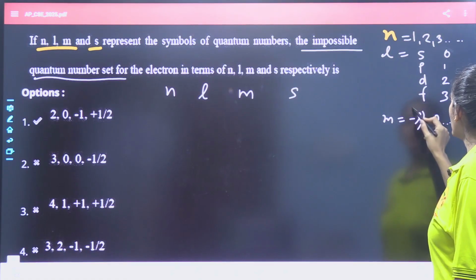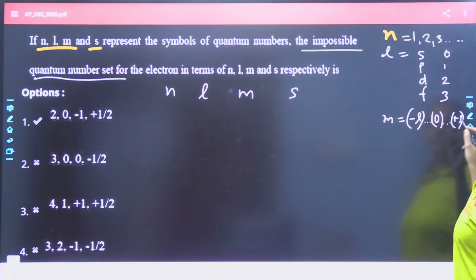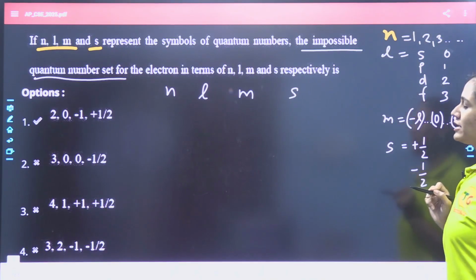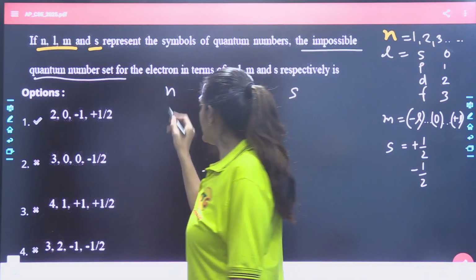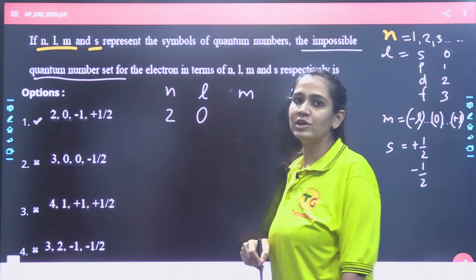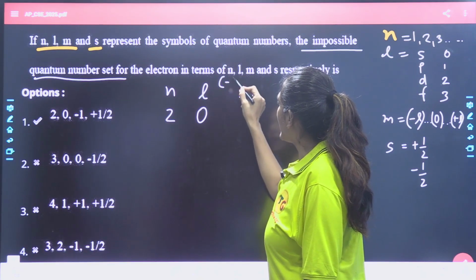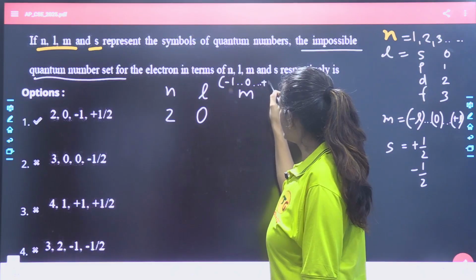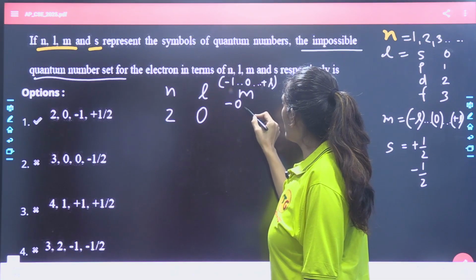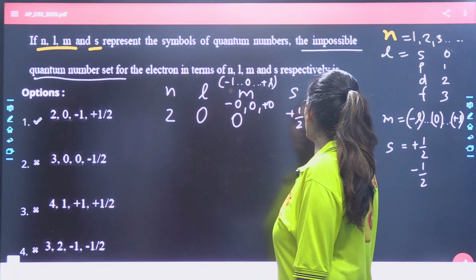These are the possible values of M, that is minus L, including 0, to plus L. And the spin quantum number can have the value plus 1 by 2 or minus 1 by 2. Now look over here. What are we given? The value of N equals 2. No problem. The value of L is given as 0. Now if L is 0, then the possible M values are minus L, including 0, to plus L, means minus 0, 0 and plus 0. Ultimately 0. S could be plus 1 by 2 or minus 1 by 2.